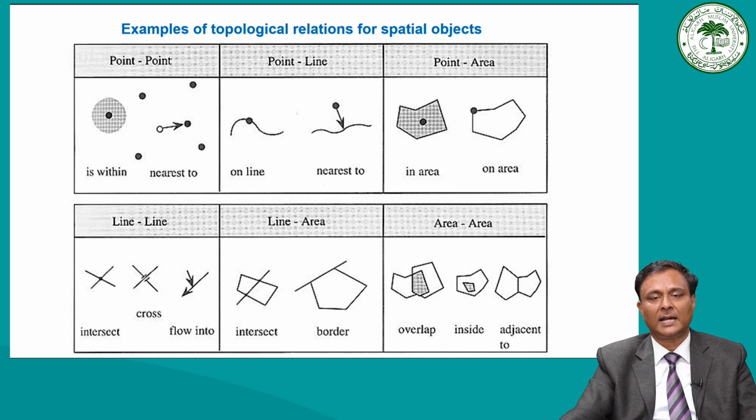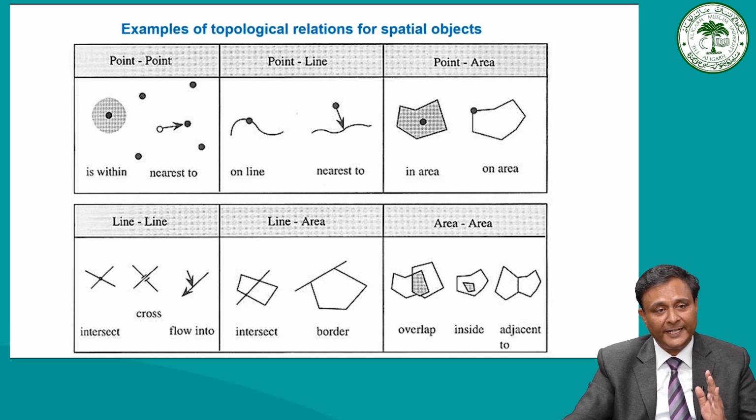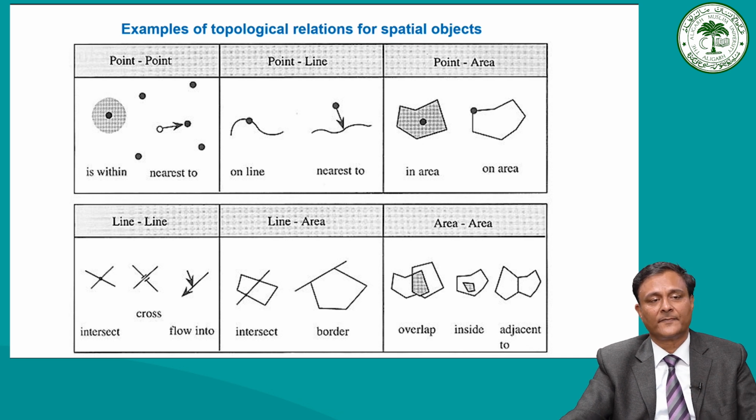Where lower row examples are line with respect to area and area with respect to area. Here the line to line topology relation could be while the two lines are intersecting each other. Another, instead of intersecting, it is crossing. So it won't be creating the vertex. And another can be the flow into another line. One line is flowing into another line.